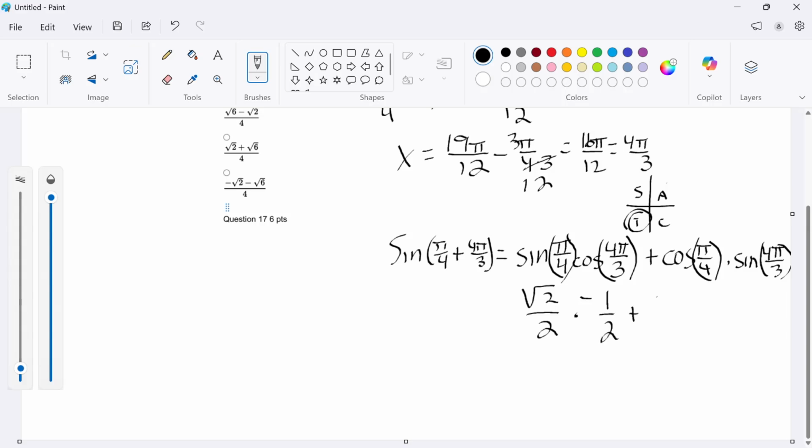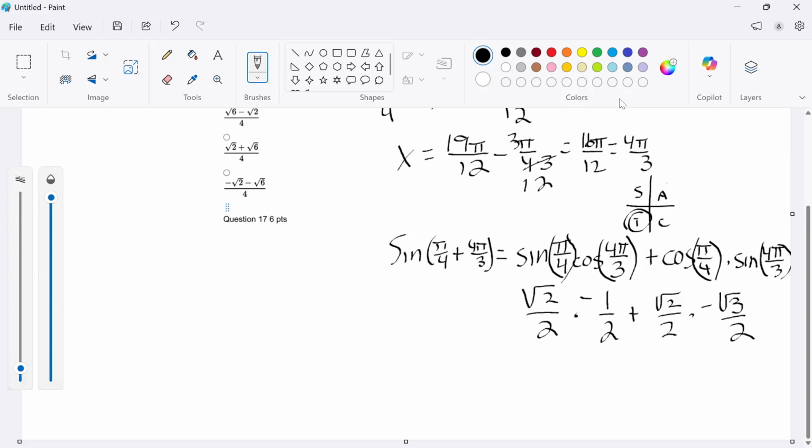Plus cosine pi over 4 is square root of 2 over 2, times sine of 4 pi over 3, which again, it's in the third quadrant, negative. So that's negative square root of 3 over 2. Same value with a negative sign as the sine of pi over 3.